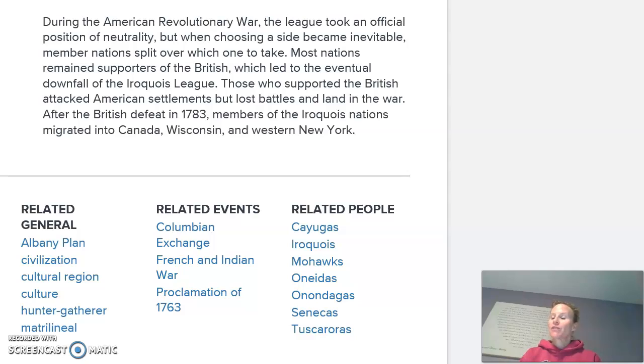Okay, the British were actually defeated in the American Revolution, and that's how we got our 13 colonies. Maryland's one of the 13 colonies where we live today. So, after the British were defeated in that war, the members of the Iroquois nations, or the Native Americans, the Indians, went to Canada, Wisconsin, and western New York.